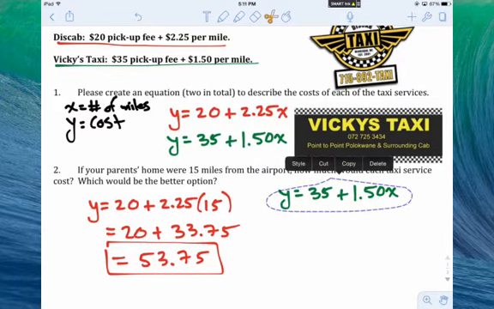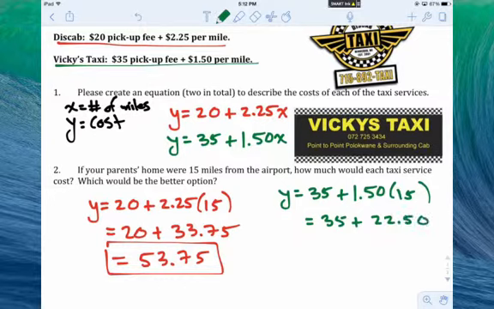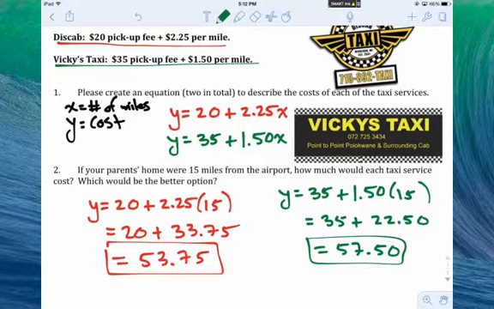For Vicky's Taxi, let's see how much it costs. They have a more expensive pickup fee, if you remember, but it's less expensive per mile. So let's see which one ends up being cheaper. For Vicky's Taxi, we're going to spend $1.50 per mile times those 15 miles. Their total cost is going to be $35 for the pickup plus $22.50 for the mileage for a grand total of $57.50. Oh wow, it's actually pretty close. But for 15 miles, it makes sense for us to choose Discab because it is cheaper than Vicky's Taxi.